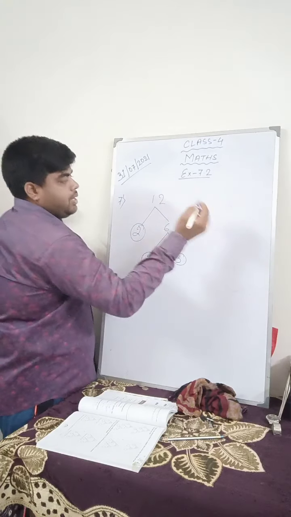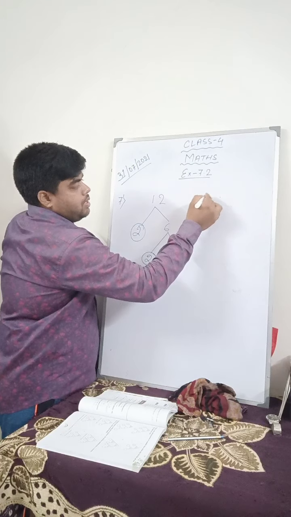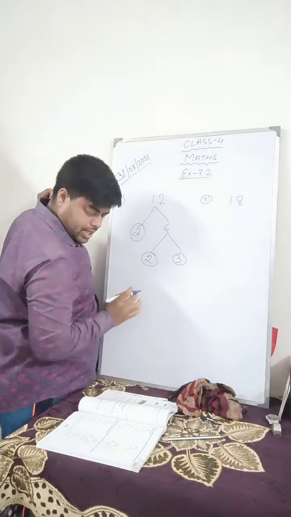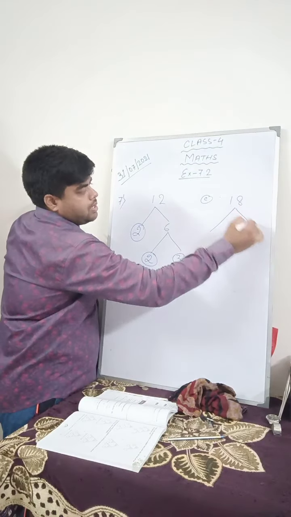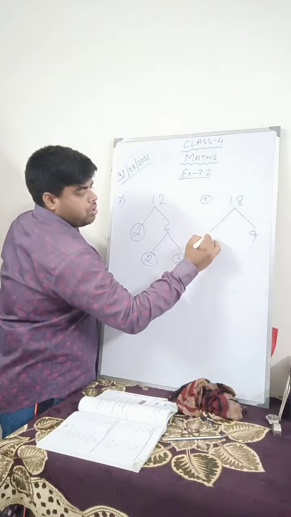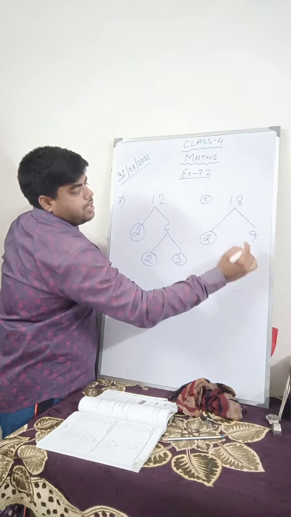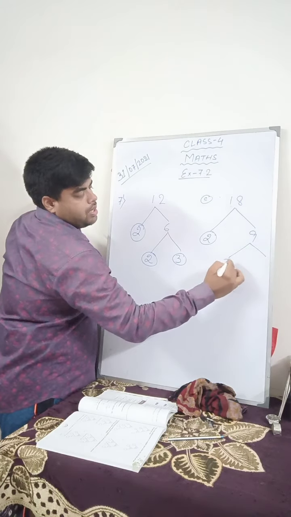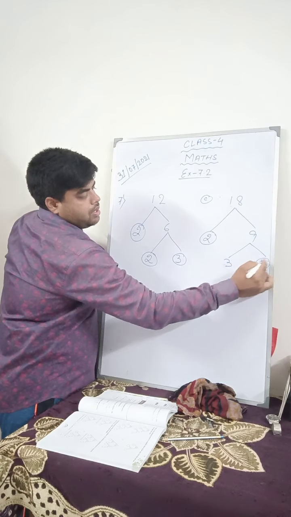Like suppose, let us do number C. Number C, 18. What have they said? 18. You divide this, 9 they have given, this place is blank. So 2 into 9 is 18. Now this is again divisible. So 3 into 3 is 9.